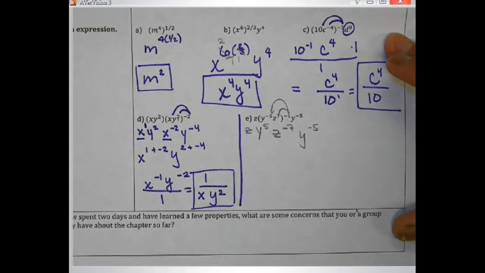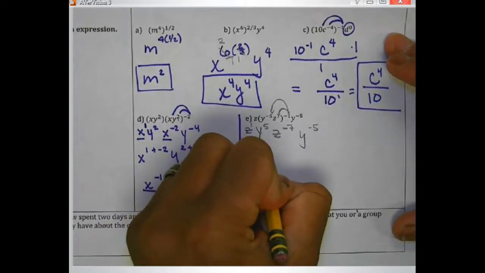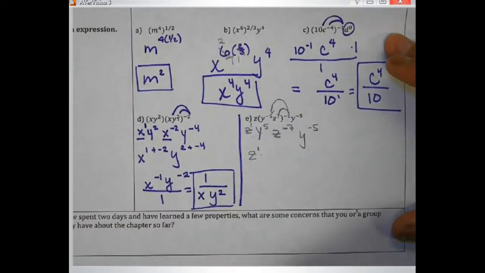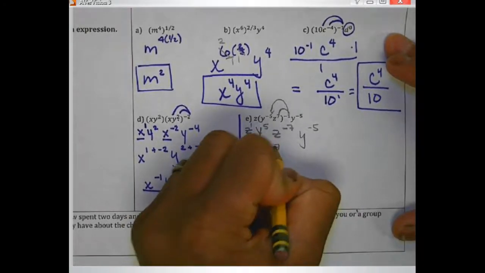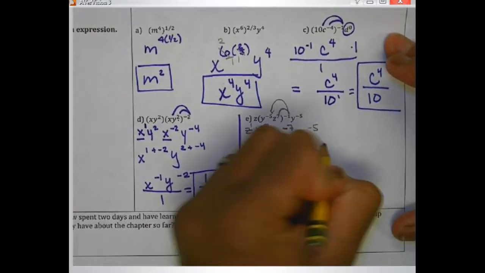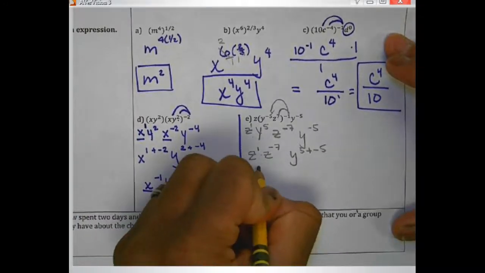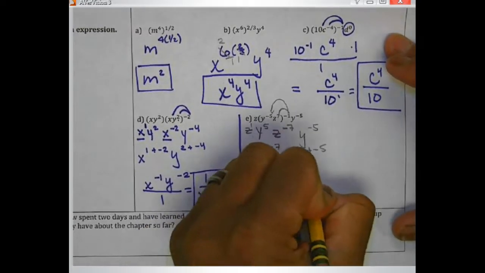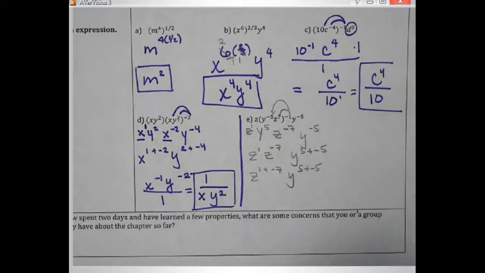Okay, I want to combine like terms. So I have this z to the first power, and then I have this z to the negative 7. So if I'm multiplying these two terms, I'm going to just show you just in case. This is what I'm doing in my head. I'm kind of looking at them together. I'm looking at the y's together as well. So this is z to the 1 plus negative 7. And this is y to the 5 plus negative 5. And what do I get?